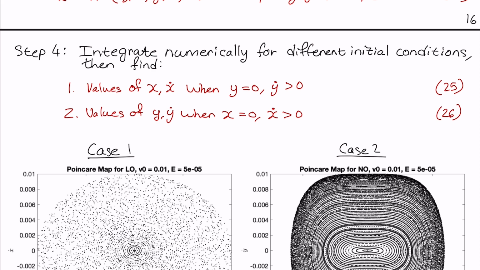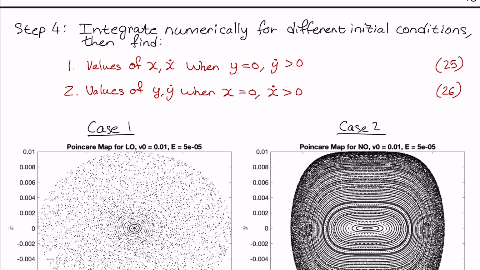So in your notes, you'll get a couple of different pictures of Poincare maps. On the left is case 1, where we have set y equal to 0, meaning that we've set the displacement of the NO to 0, and we're now looking at the values of x dot and x. On the right, we have the opposite, where we've set x equal to 0, and we're now looking at the values for y and y dot. So on the left side, we have the Poincare map for the yellow. On the right side, we have the Poincare map for the NO.